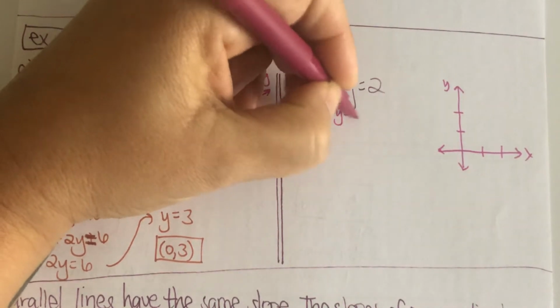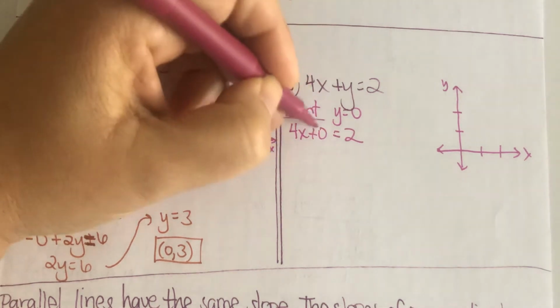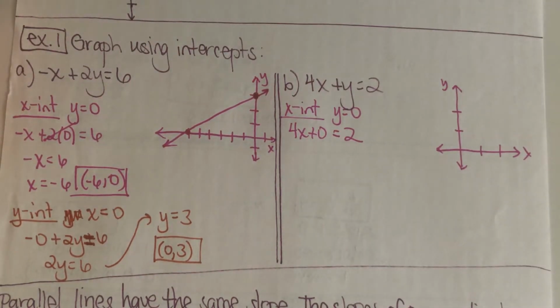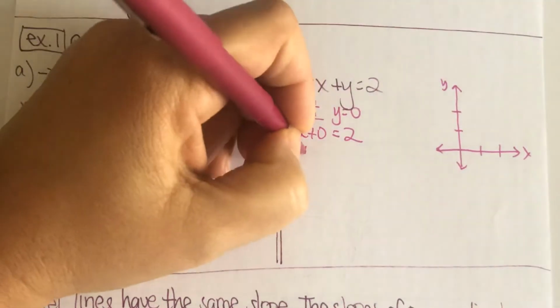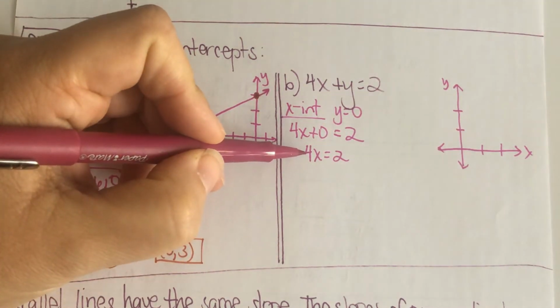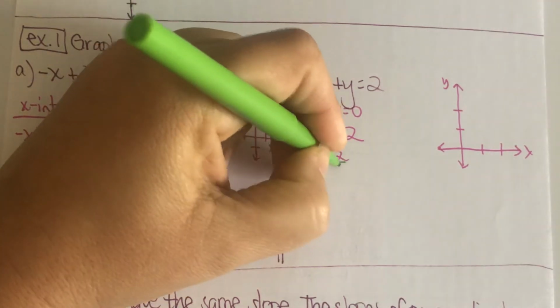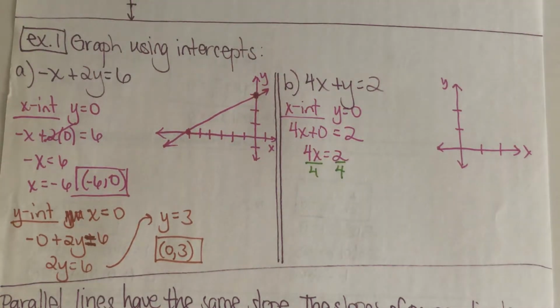So again, for the x-intercepts, I make y equal to 0. And plus 0, I basically just wasted my ink there, right? I don't need to write plus 0. Now, be careful here. Oftentimes, students make the mistake because in their mind, they don't want to deal with fractions. So here they say x equals 2, but we know it's not x equals 2. We're dividing by 4. So what does 2 over 4 simplify to?